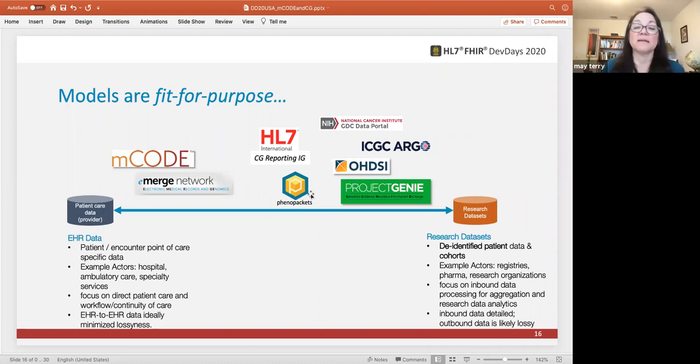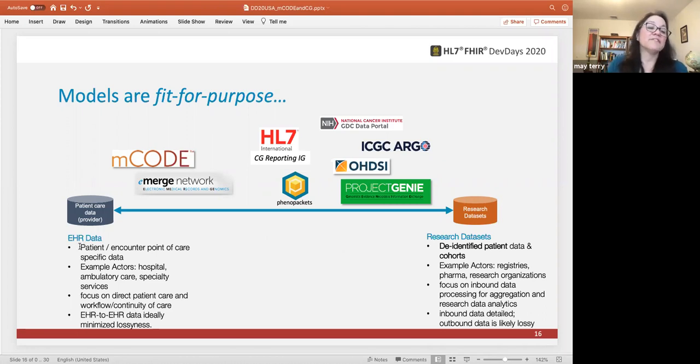And there would be things like Project GENIE, you know, Odyssey, which has the OMOP Common Data Model, Argo, the GDC data portal, and even one I've recently been working with called Phenopackets, which is part of GA4GH.